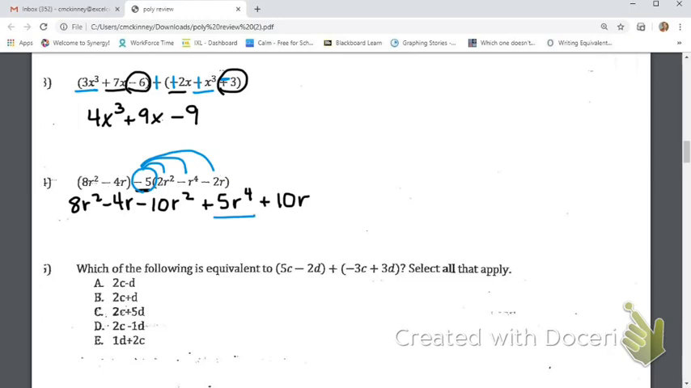So highest exponent is that 5r to the 4th. I don't have any r to the 3rds. Then I go on, I see 8r squared and -10r squared, so -2r squared. Then I'm moving on to just r's. -4 plus 10, plus 6r. Done.